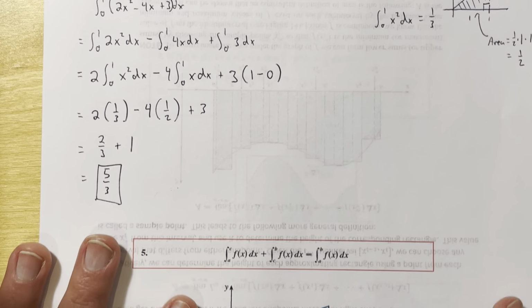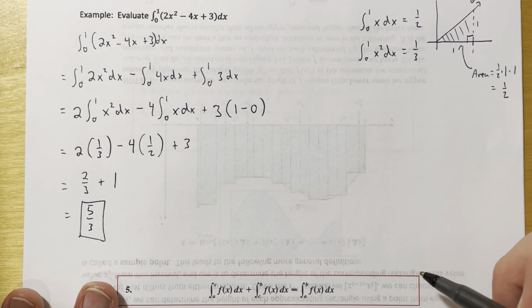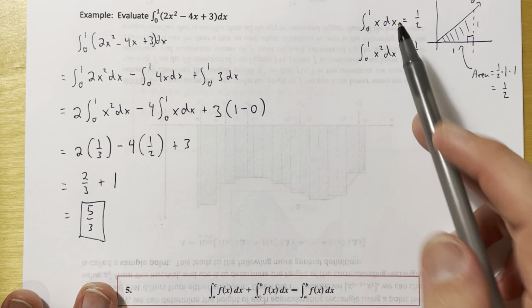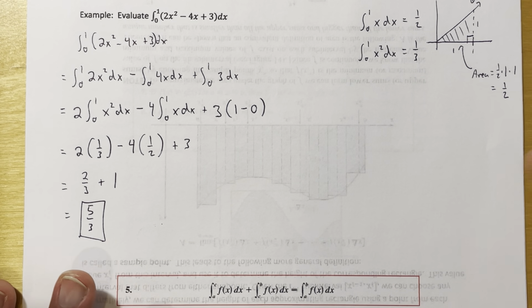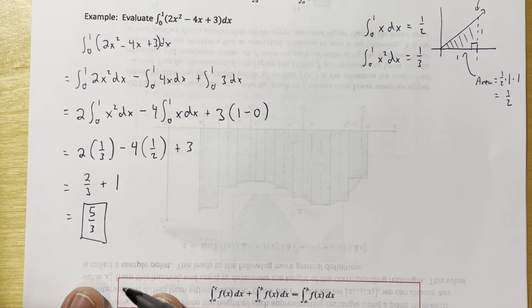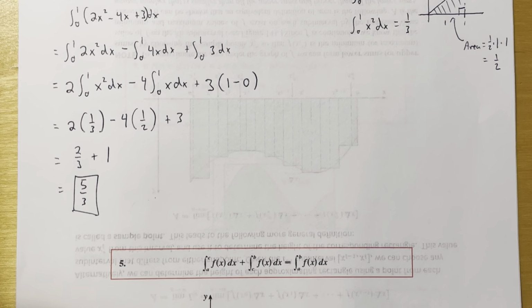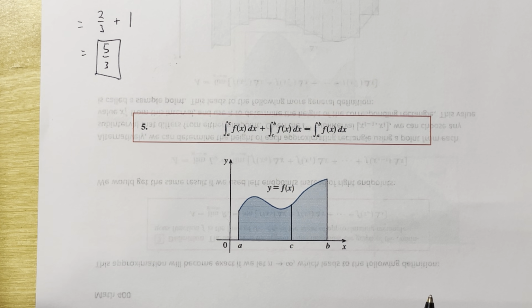Okay? Notice we didn't need to use the limit definition at all. We just used a couple of results, one of which was easy to find using geometry, and one of which we had already found in a previous section, and then used the properties that we covered to do the rest of the work for us. Those properties are extremely useful. We're going to talk about some more properties.